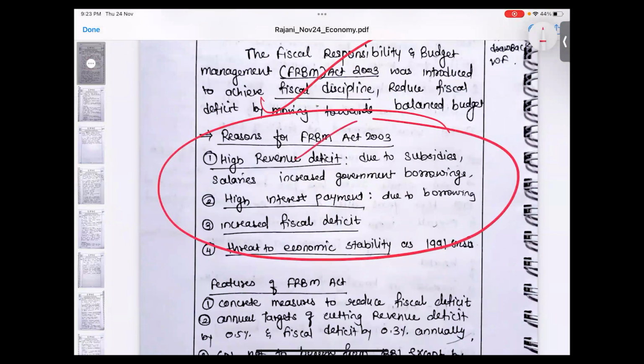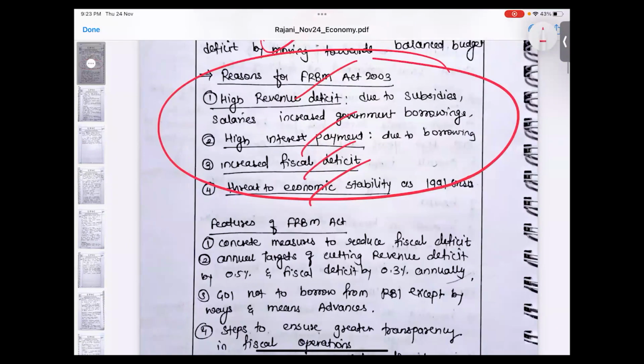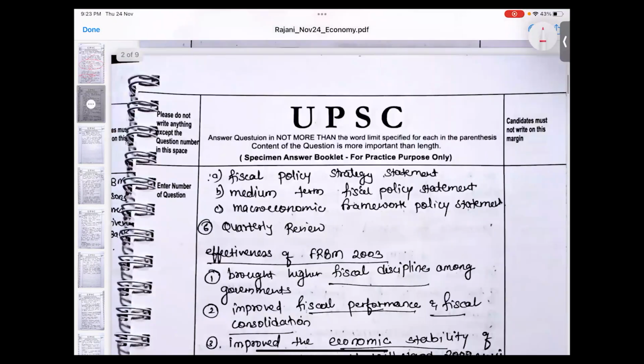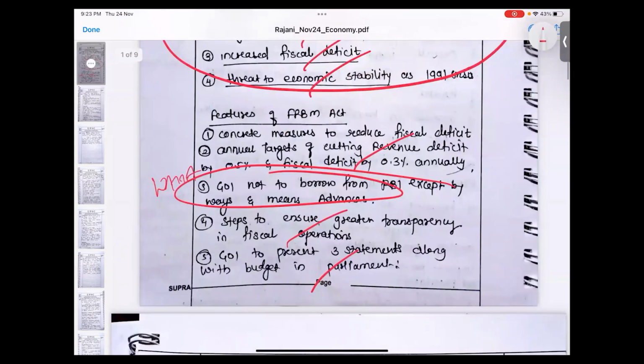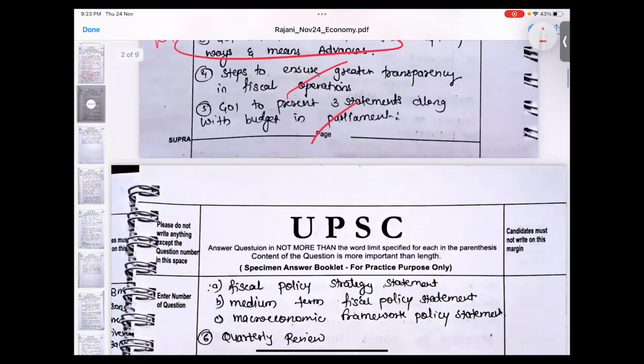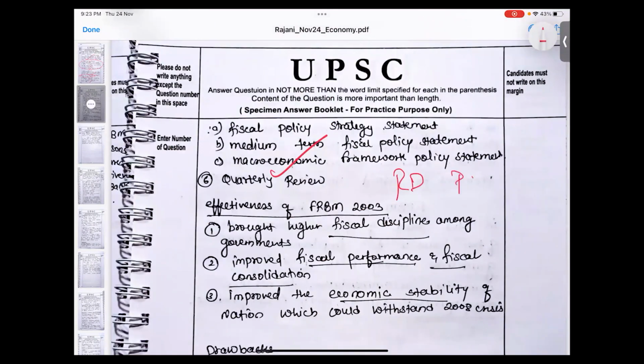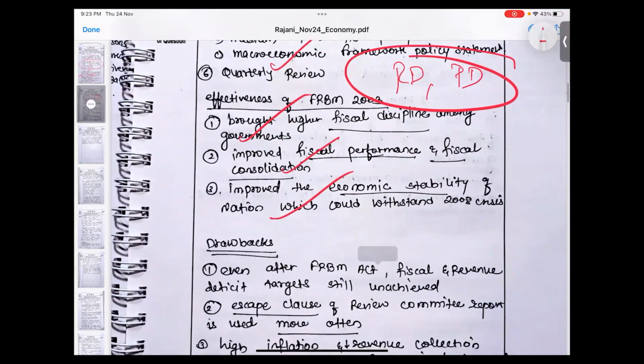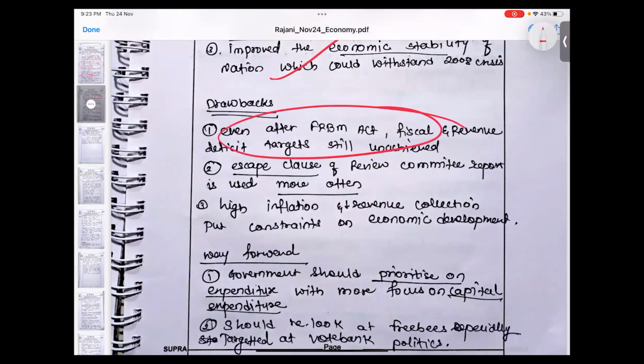Yes, reasons, features, yeah. Okay, ways and means advances, yes. You write about the other targets also, Rajini, like revenue deficit, primary deficit. These are also important targets. Yes, escape clause. Yes, this is the right word. Many governments have tried to use the escape clause, including during COVID-19.